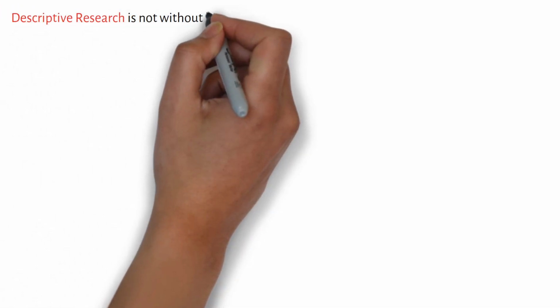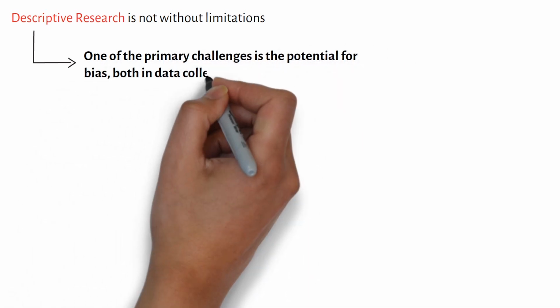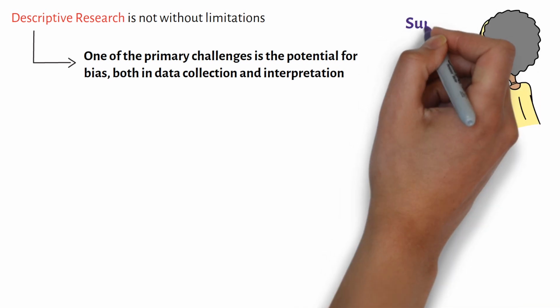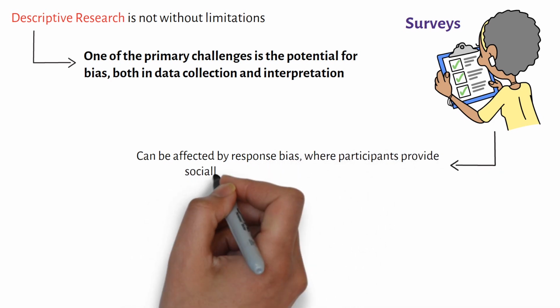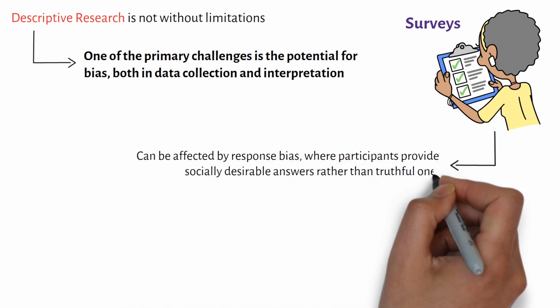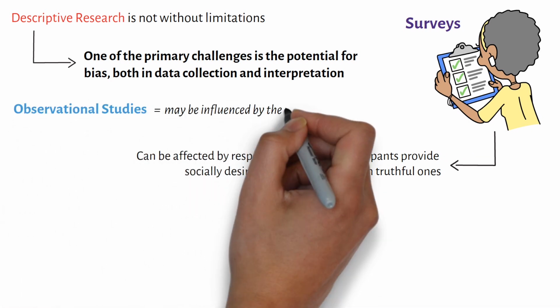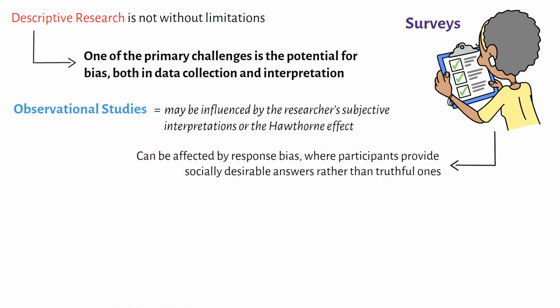Despite its strengths, descriptive research is not without limitations. One of the primary challenges is the potential for bias, both in data collection and interpretation. Surveys, for instance, can be affected by response bias, where participants provide socially desirable answers rather than truthful ones. Observational studies may be influenced by the researcher's subjective interpretations, or the Hawthorne effect, where participants alter their behavior because they know they are being observed.